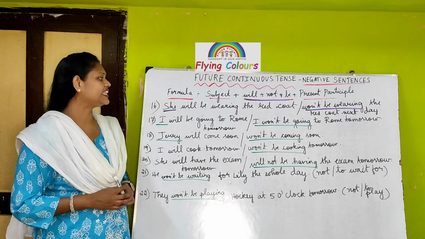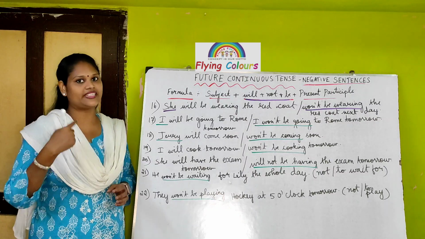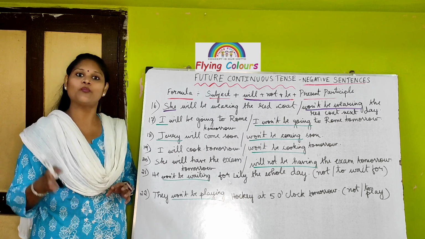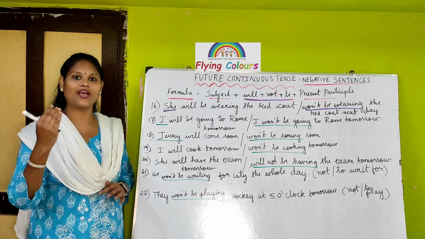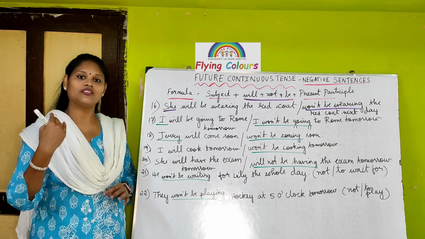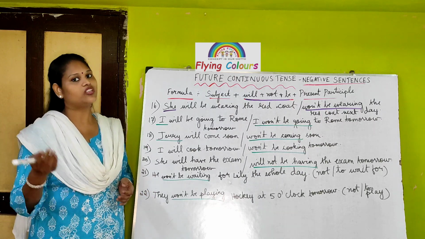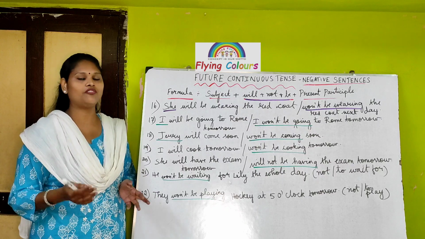Next sentence, she will be wearing the red coat the next day. This is a positive sentence. How can you convert this into a negative? By adding won't be wearing the red coat the next day. That's all. So, she is the subject. She won't be wearing or she will not be wearing the red coat the next day.